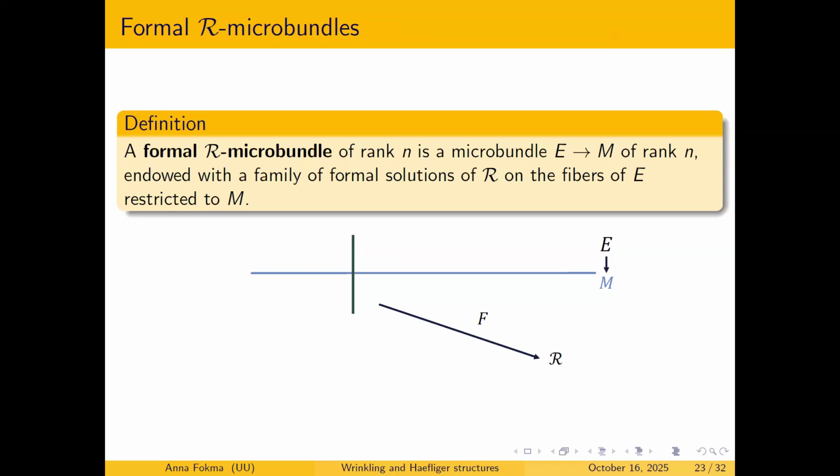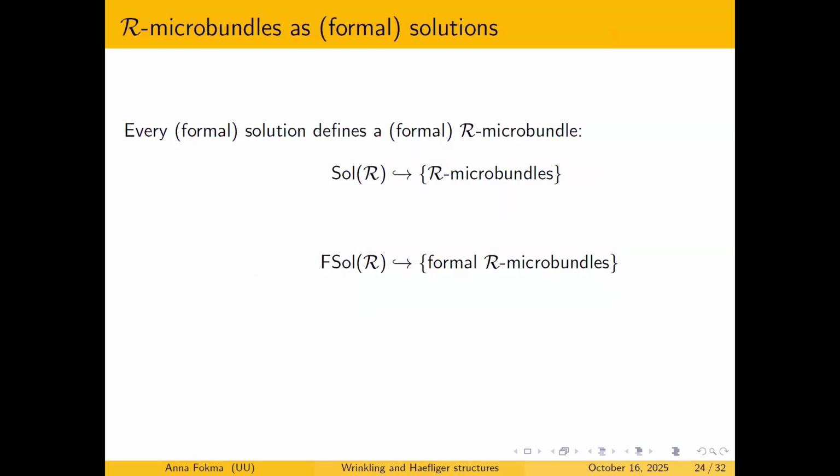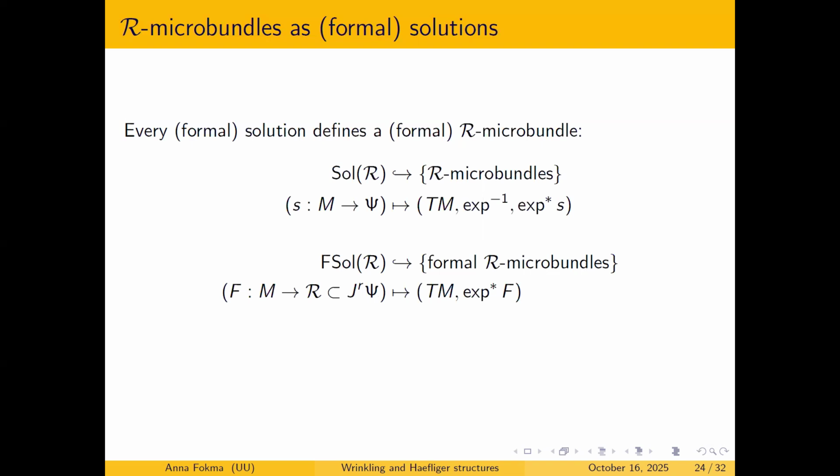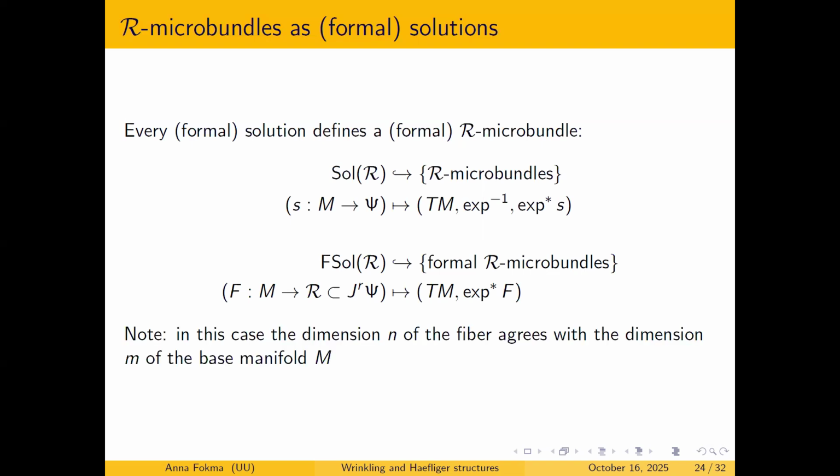And then, yeah, one way in which you could see that these formal R microbundles are like singular formal solutions is using this slide, because every solution defines an R microbundle and every formal solution defines a formal R microbundle. Similar to how every foliation defines a foliated microbundle using the exponential map. So we can use the exponential map to pull back the solution on the base manifold to the fiber. But this is what you were referring to.